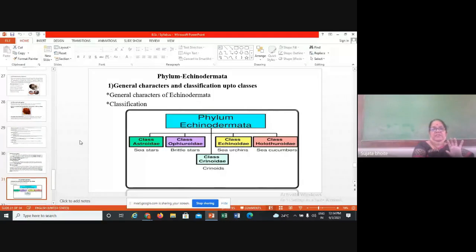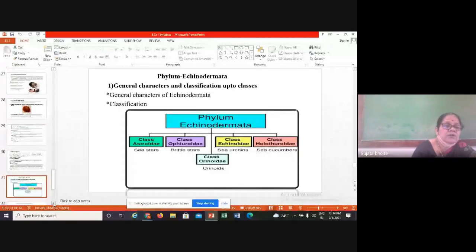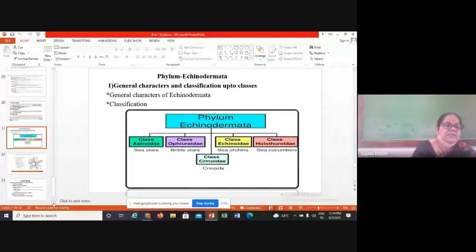For example, starfish. Class Ophiuroidea, brittle stars. The class Echinoidea, example is the sea urchin. The class Holothuroidea, example is the sea cucumber. And the class Crinoidea, example is the feather star. So these are the classifications of the Echinodermata. There is no change in this phylum Echinodermata.